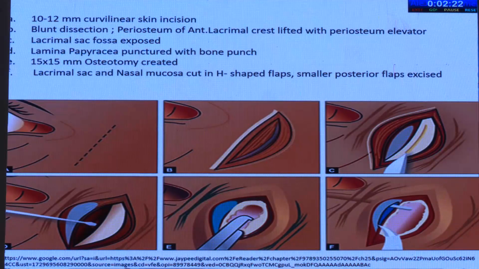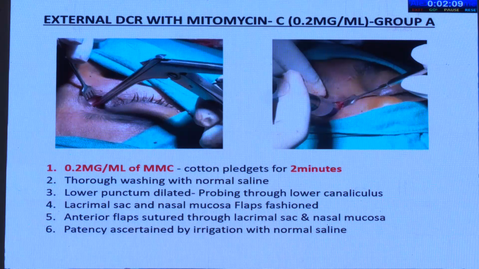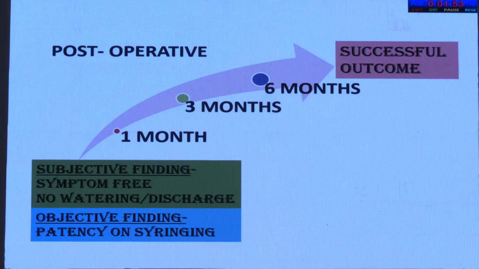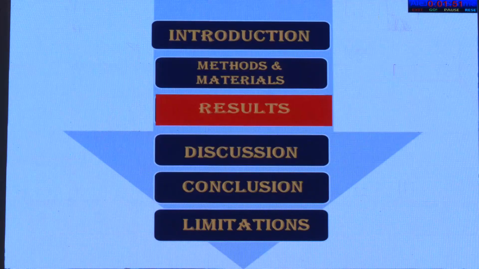Pre-operative preparations were done and conventional DCR surgery was performed up to the making of the osteotomy and creating H-shaped flaps, and the smaller posterior flaps of both the lacrimal and nasal mucosa were cut in all the cases. In group A, mitomycin C was applied using cotton pledgets for 2 minutes and thorough washing was given. In the intubation group, a 27 gauge silicone tube was used, 3 knots were applied at the end and the tubes were removed after a 6 week interval. The post-operative outcome was seen after 6 months.